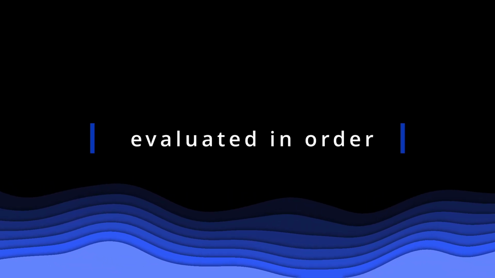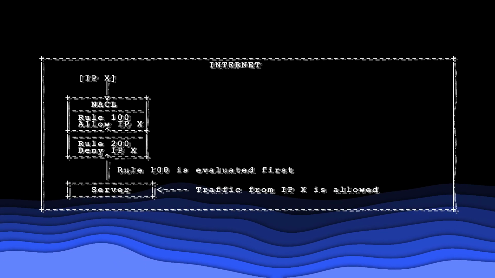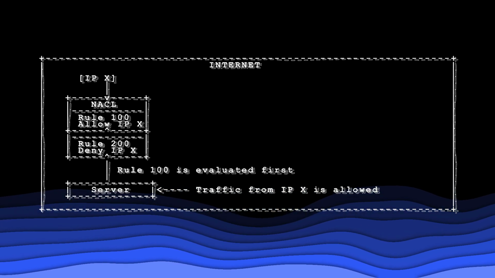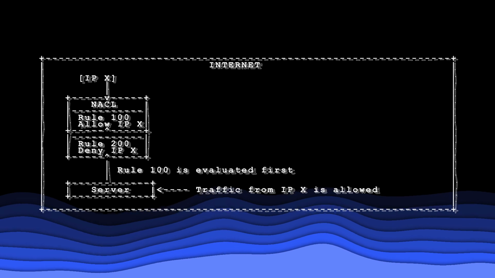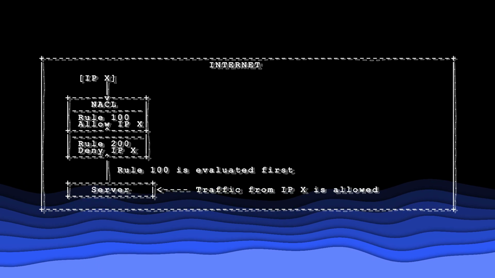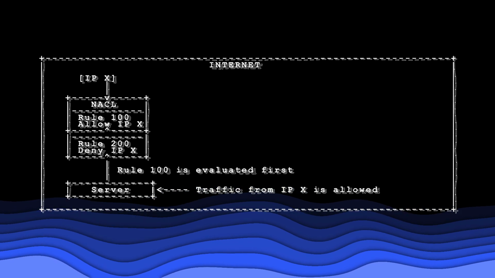Rules in Network Access Control Lists are evaluated in order, starting from the lowest numbered rule. Once a rule matches the traffic, it's applied regardless of any higher numbered rule that might contradict it. For instance, if rule number 100 allows traffic from IP X and rule number 200 denies traffic from IP X, the traffic will be allowed because rule number 100 is evaluated first.